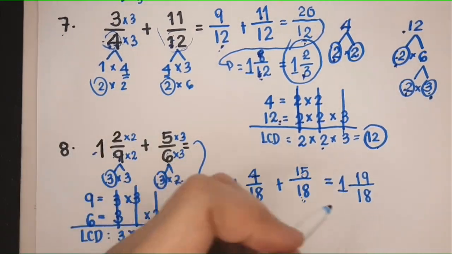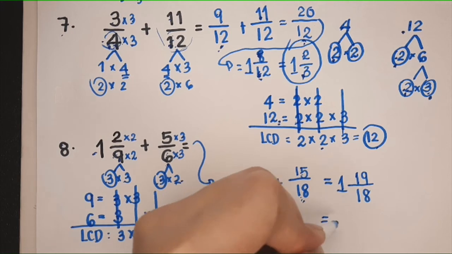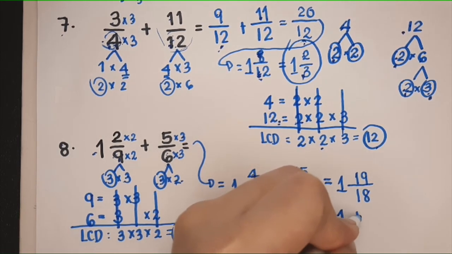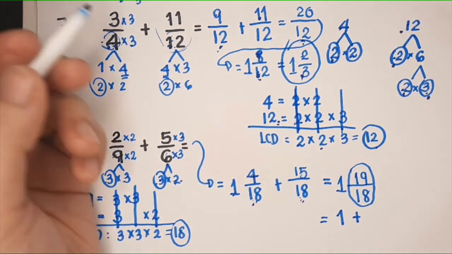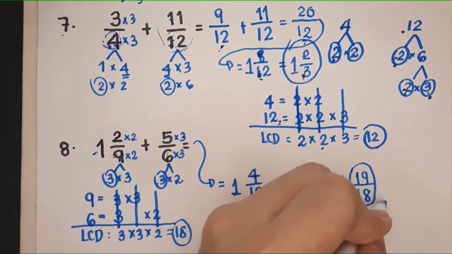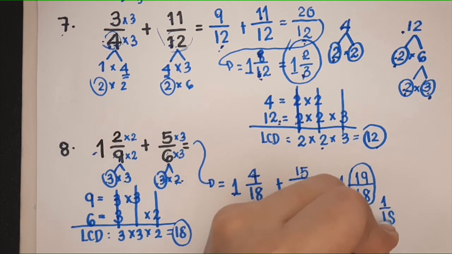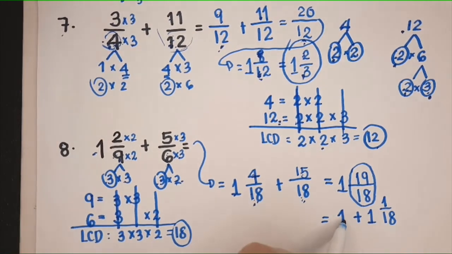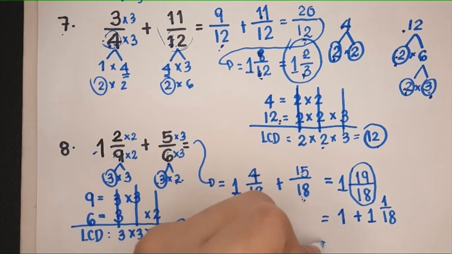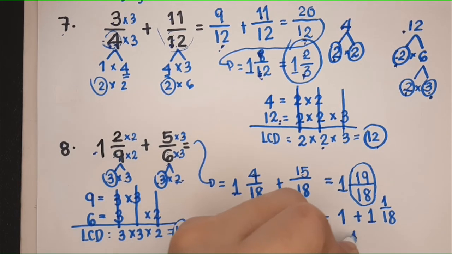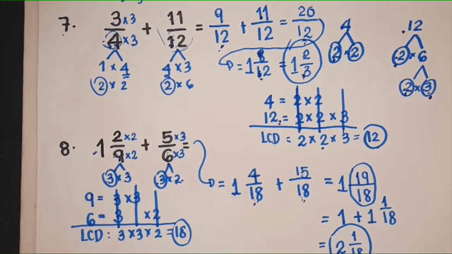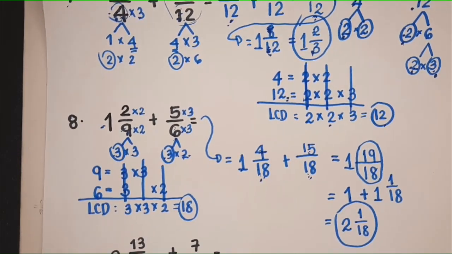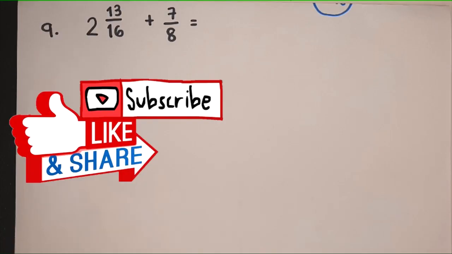Okay? So, para ma-simplify pa to, you will have 1 plus, what is 19 over 18? Into mixed number. 1 and 1 over 18. Diba? So, you simply add the whole number. So, it's 1 plus 1, you will get 2. And then copy the fraction. So, the answer is 2 and 1 over 18. Yeah? Okay.